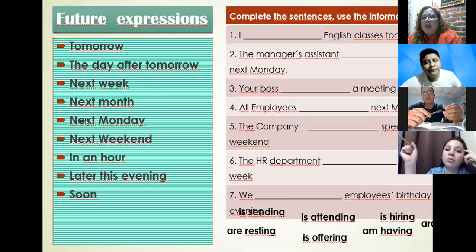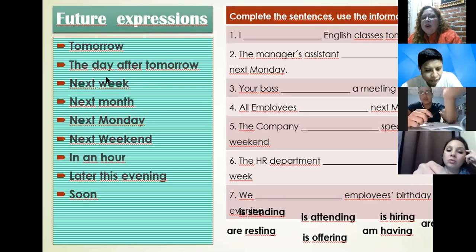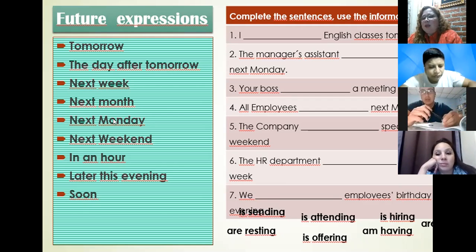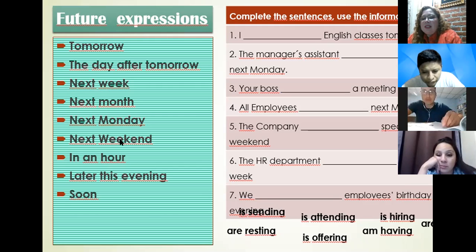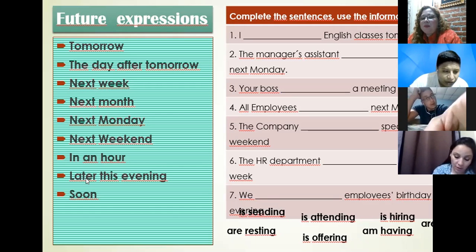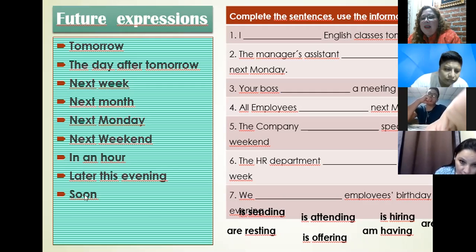And if we use next, we can add that word to any other word. For example, next month, next Monday, next Friday, next Tuesday, next Wednesday, next Saturday, next Sunday, okay? Then we have next weekend. This is another time expression for the future, and it's a near future, in an hour, right? In an hour. Let's think about later this evening. Soon is another word to use as a future expression.